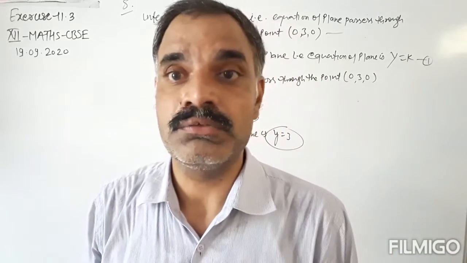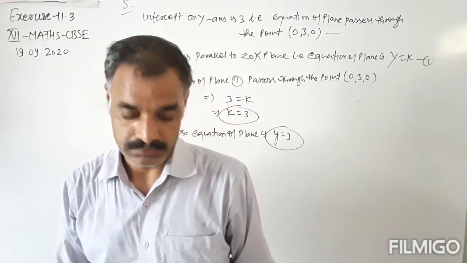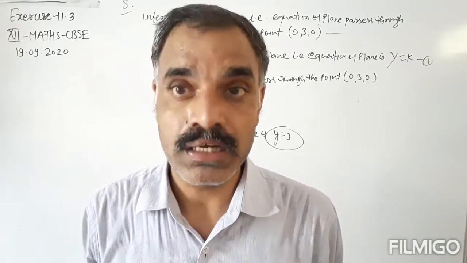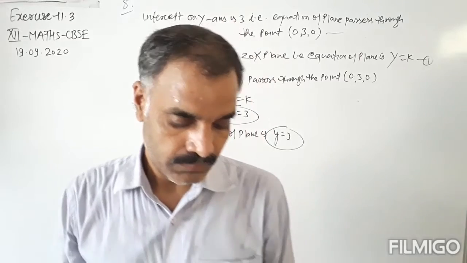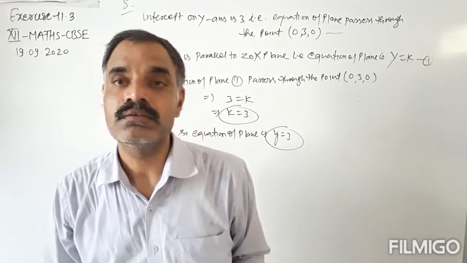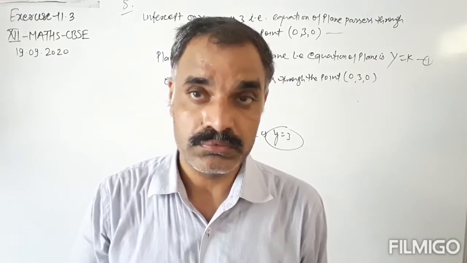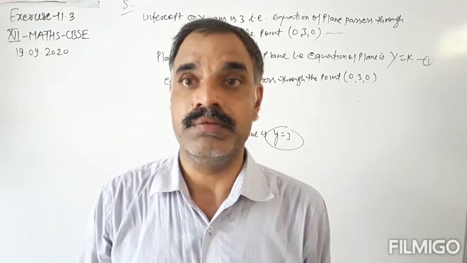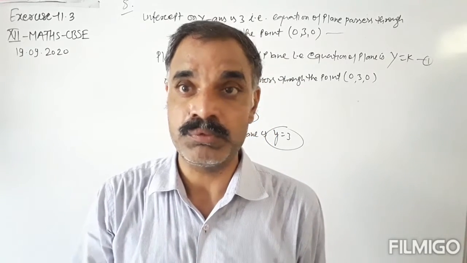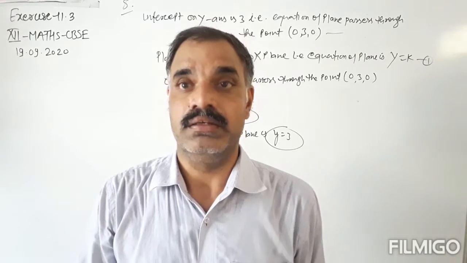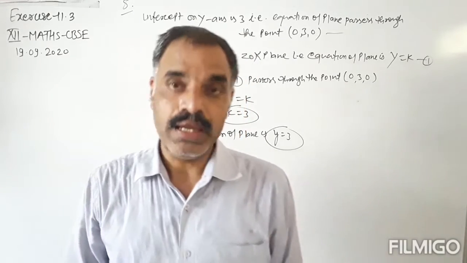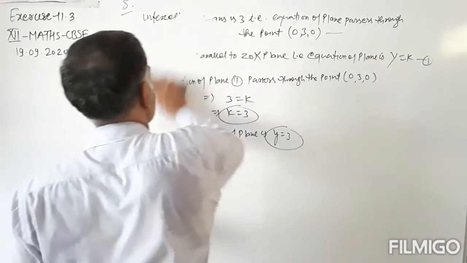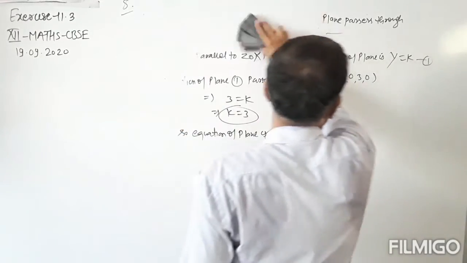Now let us have the next question, number 9. Question number 9 is: find the equation of the plane through the intersection of the planes, first plane and second plane. Means two planes are given, we have to find the intersection of the planes, and the plane passes through the point (2, 2, 1).